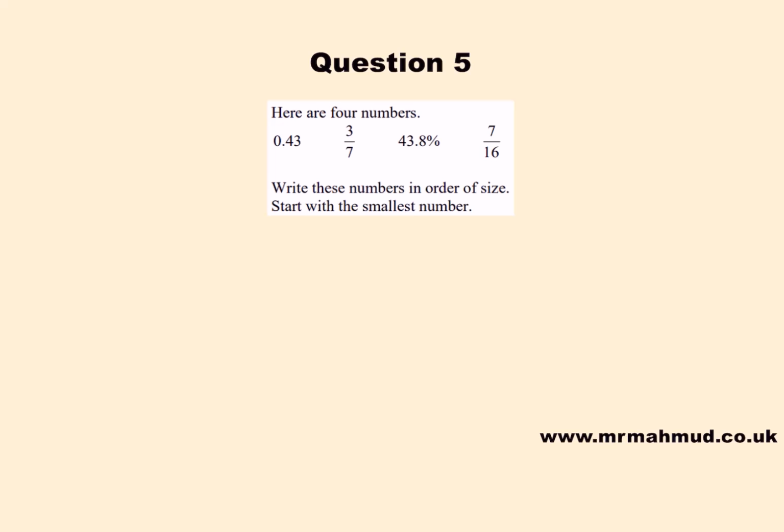Question 5. Here are 4 numbers. Write these numbers in order of size. Start with the smallest number. Now, because we've got all different forms, we've got decimal, fraction, percentage, and another fraction. The best way to do it is probably change them into a decimal, because 0.43 is already in decimal. The percentage can be changed into decimal very easily. So we need to change 3 over 7 into decimal first.